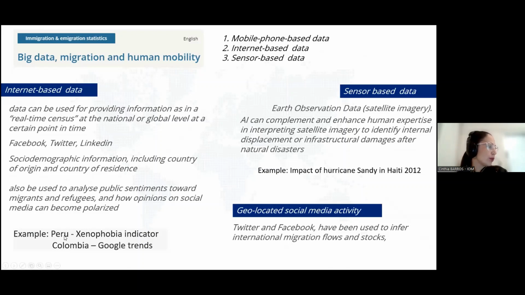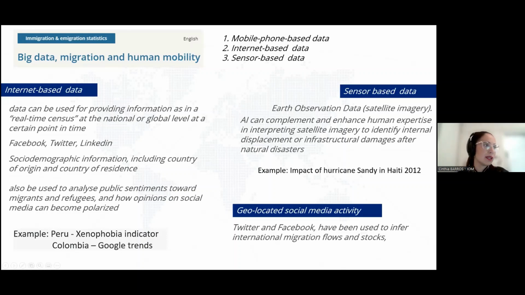The colleagues of Peru use these social media databases to make xenophobia indicators in the region. And the colleagues of Colombia make these studies in Google Trends to research where the immigrants want to go. So if they put in Google searches, how is Colombia, how is Brazil, you can see what people are researching.